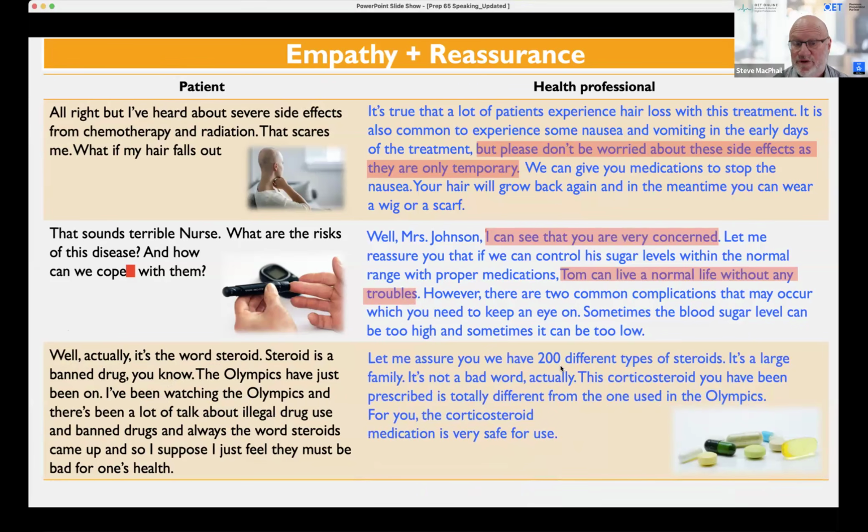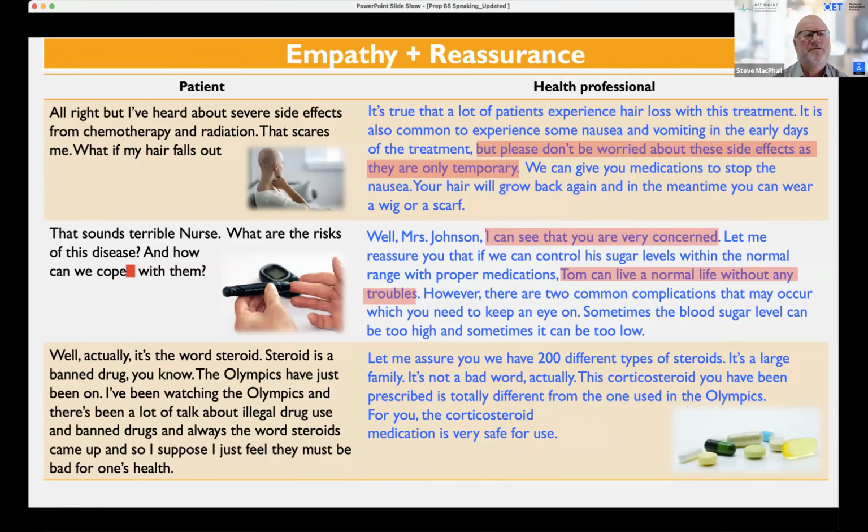Let me assure you that we have over 200 types of steroids. It's a large family. It's not a bad word, actually. The corticosteroid you've been prescribed is totally different from the one used in the Olympics. For you, the corticosteroid medication is very safe to use, right? So you're responding to perhaps that patient's misinformation and giving them a detailed response.